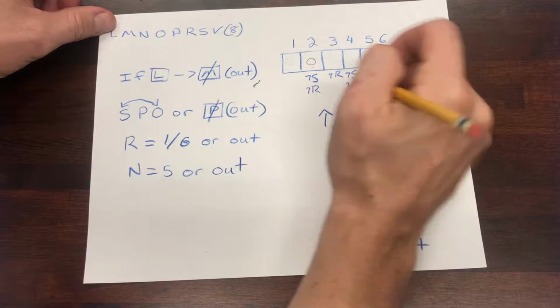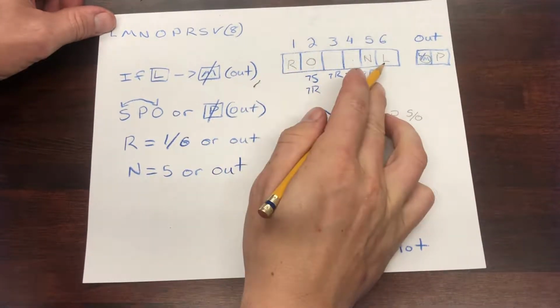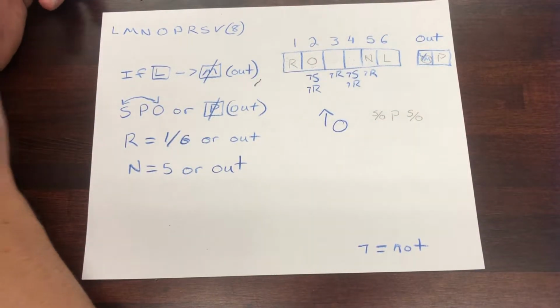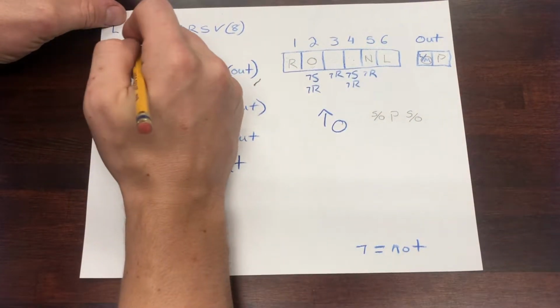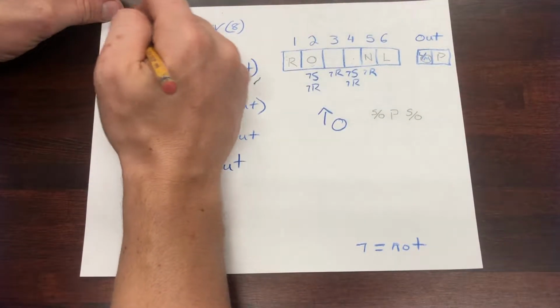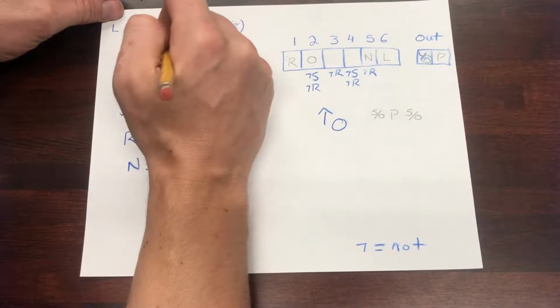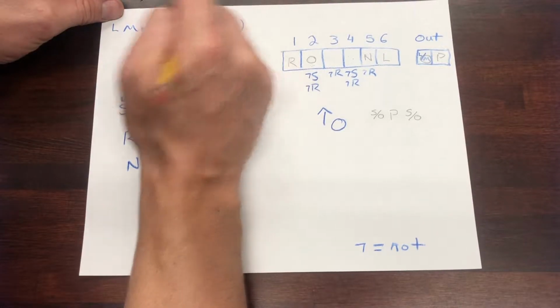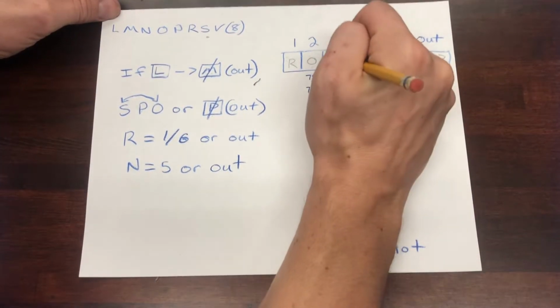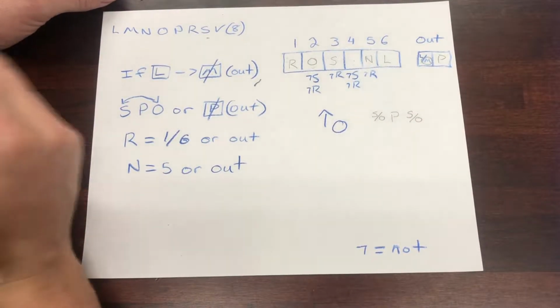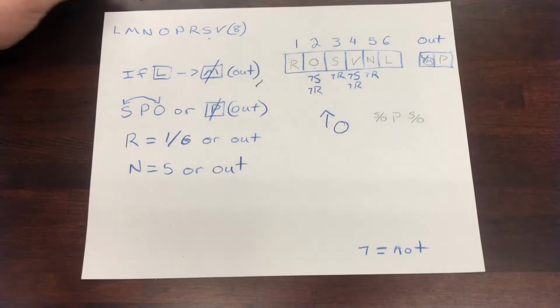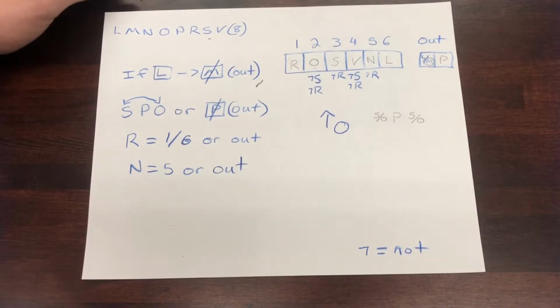So everything else has to be in, which means that our M is out and our P is out, which means that our R has to be in. The R has to be in 1 because 6 is full. And then the only other O is in and the N is in. So the only thing we have left is we have the S. And the S can't be here or here, so the S has to be there. And then the V has to be in 4. So we only have one choice.